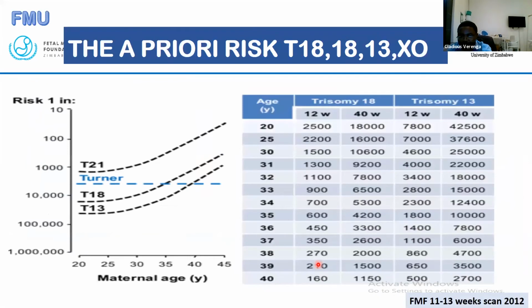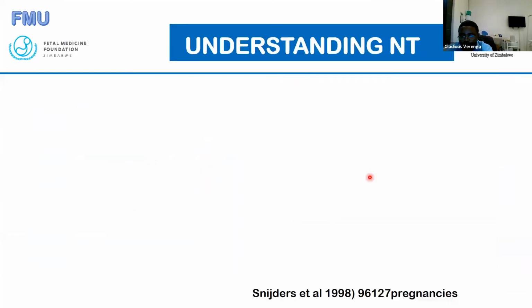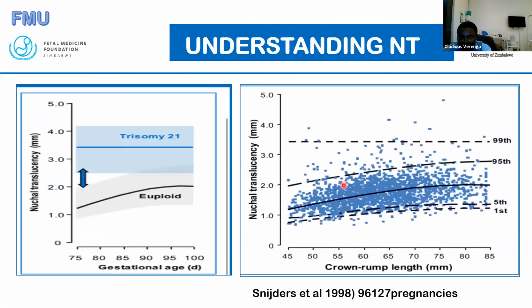So the message with this slide is to say, do not use the maternal age alone. You have to combine maternal age, nuchal translucency, and either the biochemical markers or the additional ultrasound scan markers. This I have already explained, how it behaves. Nuchal translucency behaves with the CRL, and it performs better between 11 to 12 weeks than it does at 13 weeks in screening for Down syndrome.